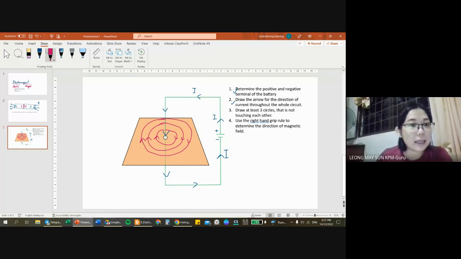In case, like what the note said just now, if I have a compass here, I place a compass at this part.